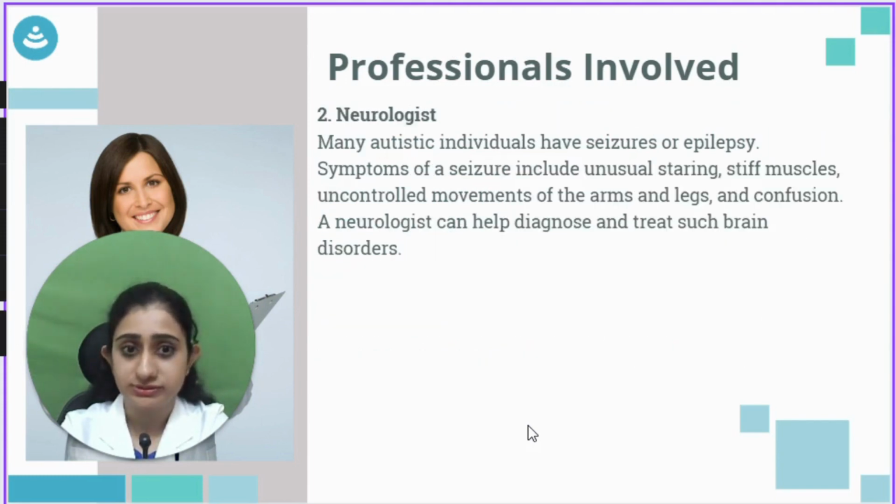Next is a neurologist. Many autistic individuals may have seizures or epilepsy. Symptoms of a seizure may include unusual staring, stiff muscles, uncontrolled movements of the arms and legs, and confusion. A neurologist can help diagnose and treat such neurological conditions.